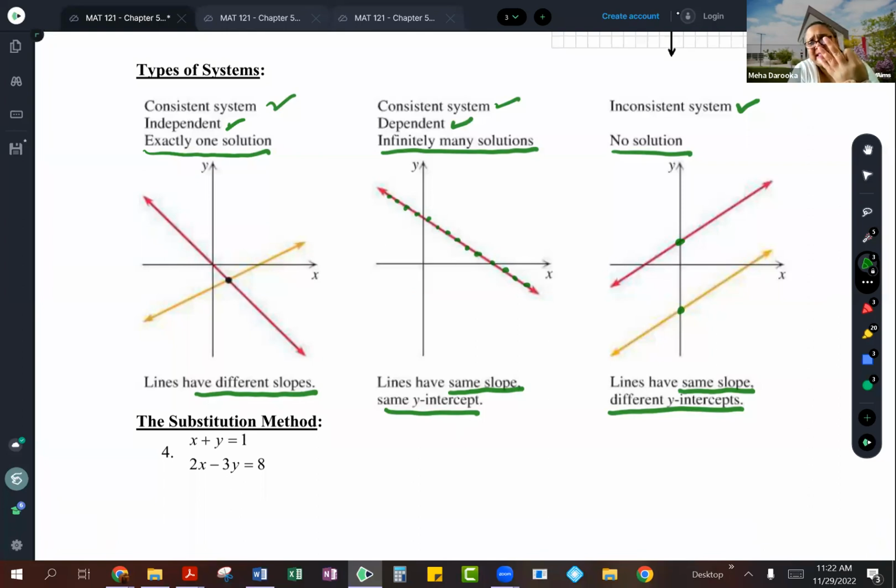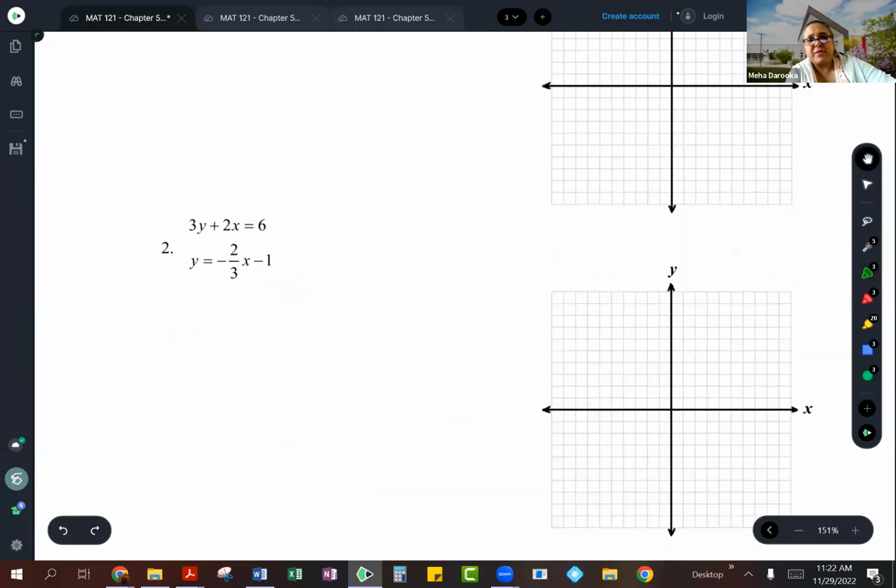So basically, these are the three things that can happen. And it doesn't matter if you are using the graphing method, the substitution method, or the addition or the elimination method. The three cases are always going to stay the same. So are the lines intersecting? Are they the exact same line, or are they going to be parallel lines? That's where we try and use these different methods.